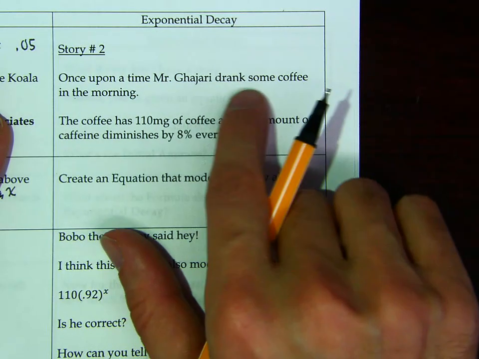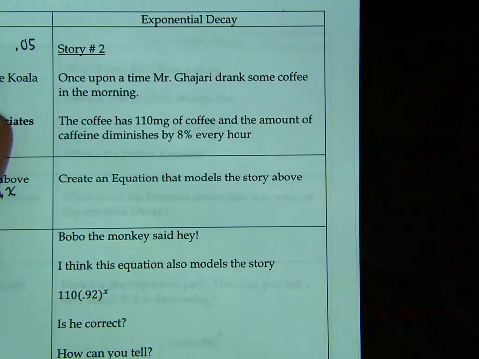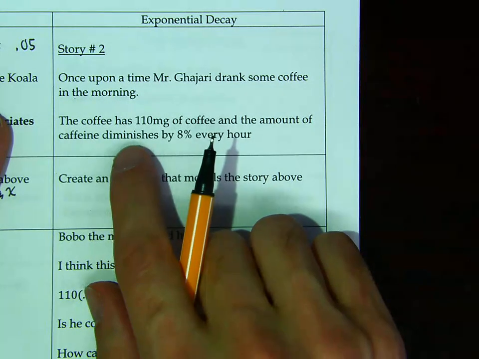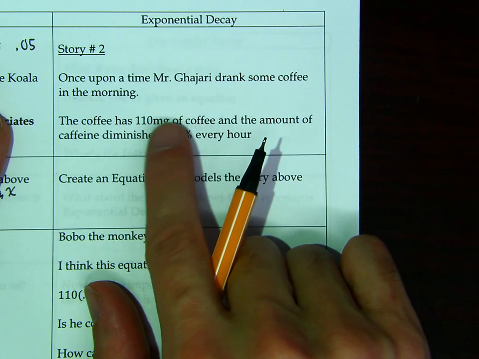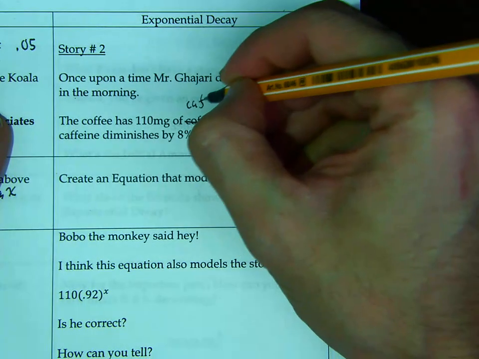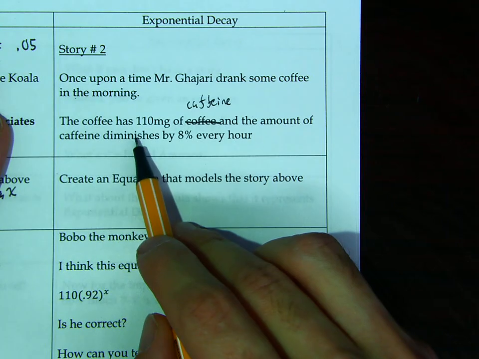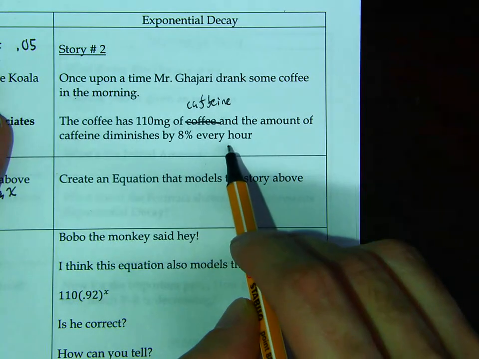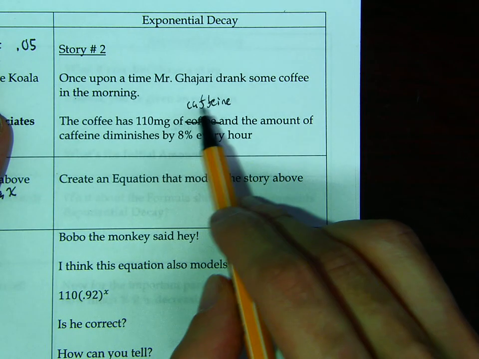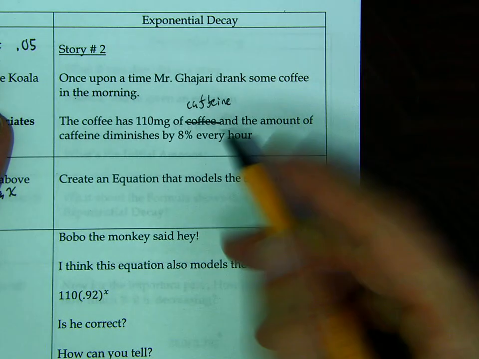Once upon a time, Mr. Gajari drank some coffee. He has his coffee in the morning, right? And the coffee has 110 milligrams, oops, my bad, of caffeine. And the amount of caffeine diminishes by 8% every hour. So you have 110 milligrams of caffeine, and the caffeine in my body diminishes.